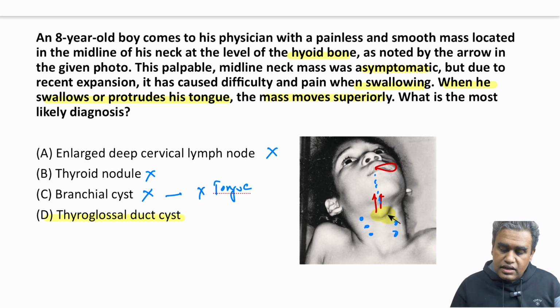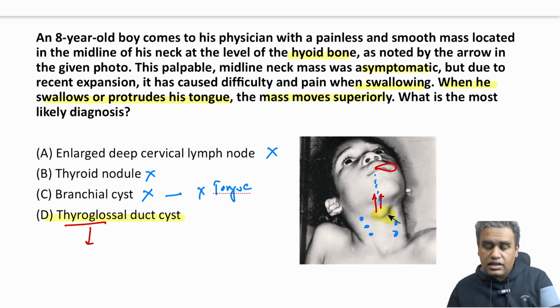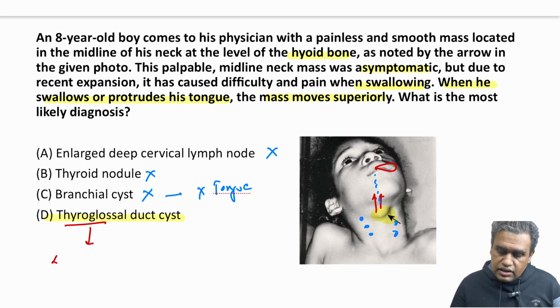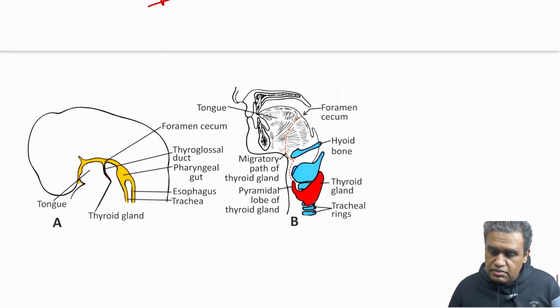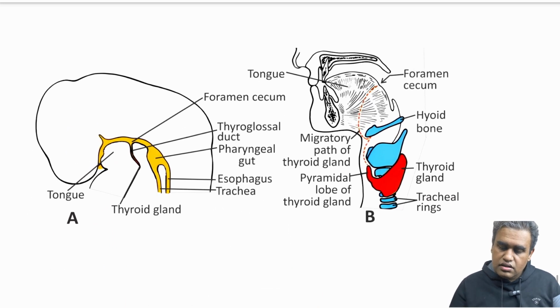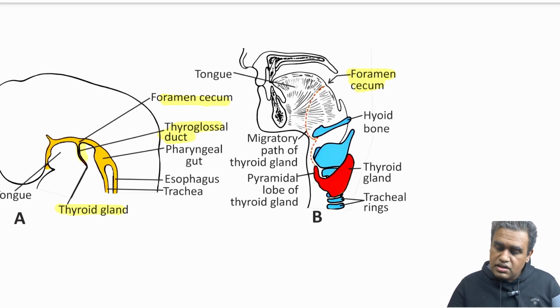Why so? When you look at the development, the thyroid gland develops from the thyroglossal duct, which comes from the foramen cecum of the tongue. Yes, you got it right. From the tongue, the diverticulum arises, goes down, and in future forms the thyroid gland. Have a look at this image. You can see the thyroid gland developing from the foramen cecum, and in this diagram you can see the route by which the duct migrates down, and finally forms the thyroid gland.